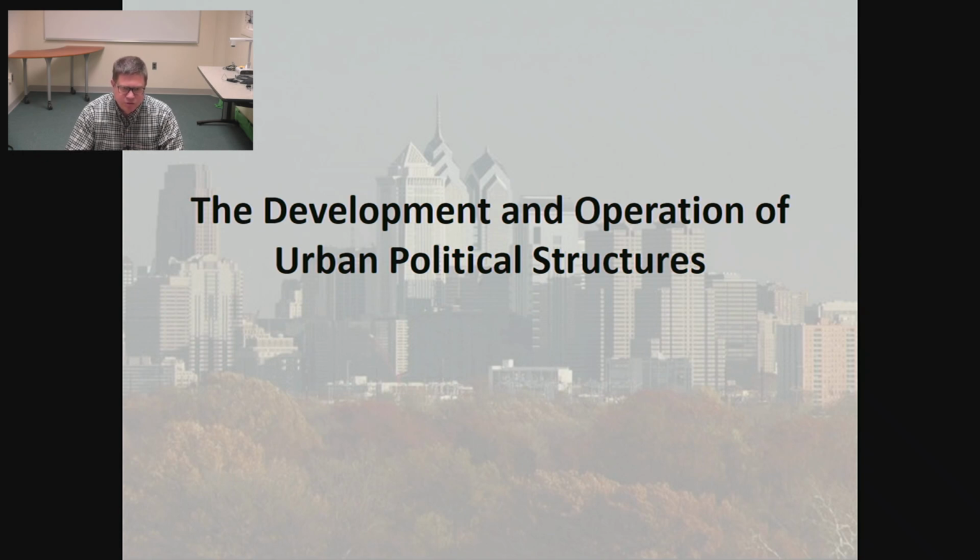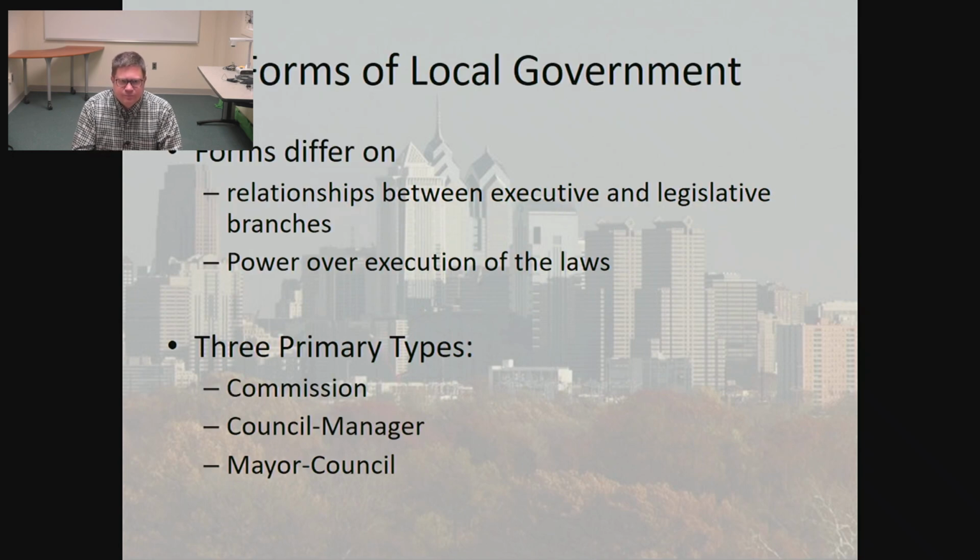This is the second module of the development and operation of urban political structures. And we want to take a look at the development of the different types of local government structures and the way local governments are designed and the reasoning behind this. So, there are a number of forms of local government.